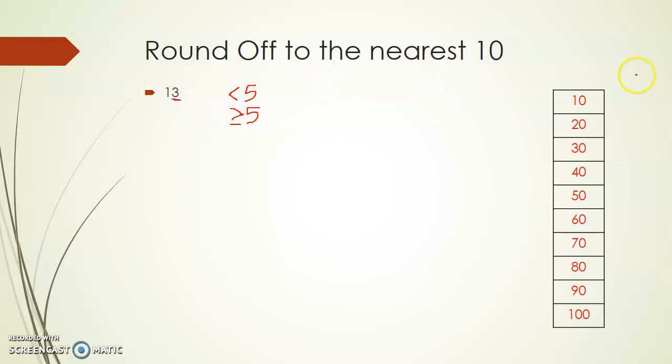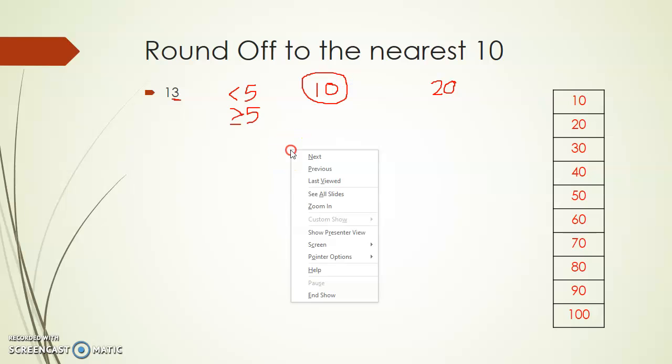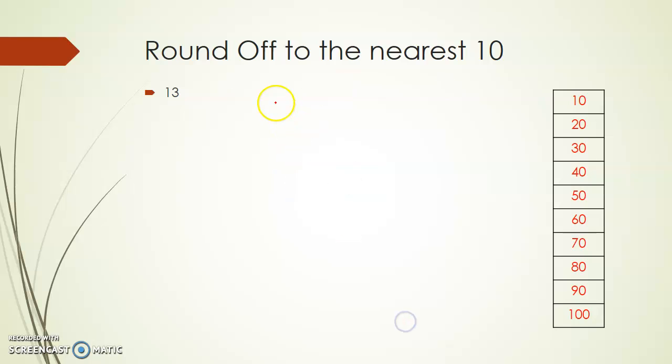So we know 13 comes between 10 and 20. The digit in the ones place is 3. 3 is less than 5, so we round it to the lower range. So rounding off 13 to the nearest 10 will give you 10.